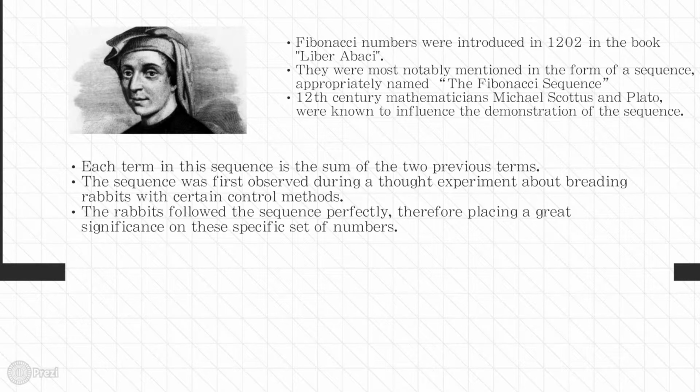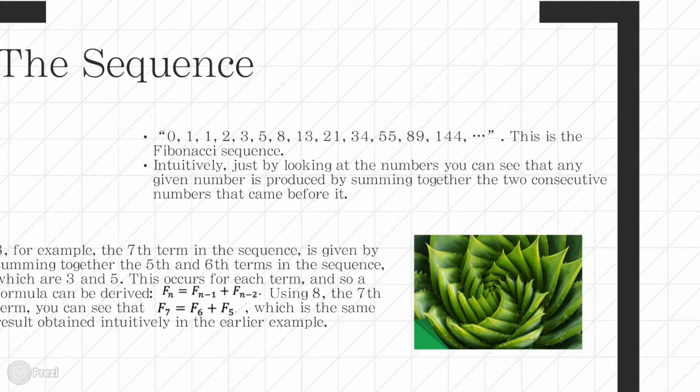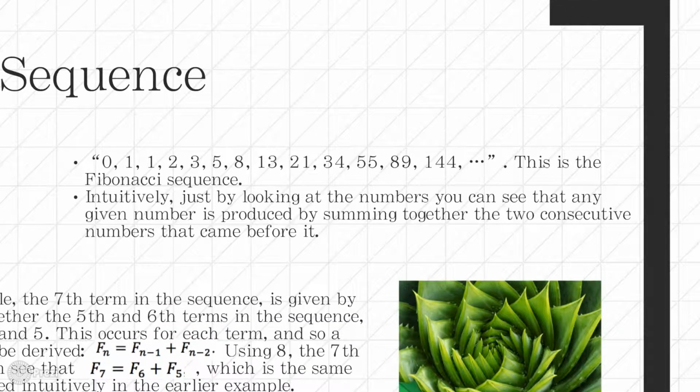Assuming no rabbits die, the rabbits mature after 1 month, and they reproduce once a month, the rabbits followed the sequence perfectly, therefore placing a great significance on the specific set of numbers. 0, 1, 1, 2, 3, 5, 8, 13, 21, 34, and so on. This is the Fibonacci sequence, and it is certainly one of the most renowned mathematical phenomena in the world.